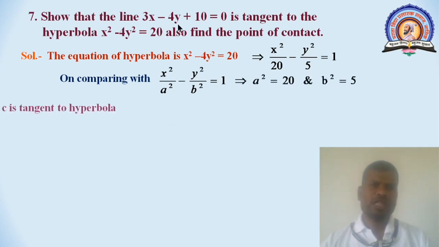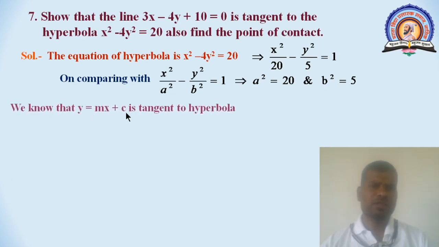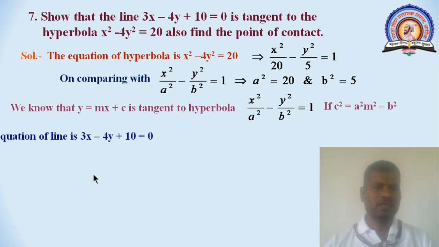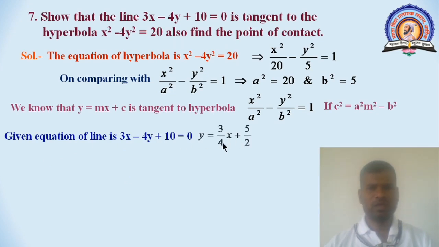Now we have to show this line is tangent to this hyperbola. So we know that the line y is equal to mx plus c is tangent to the hyperbola x square upon a square minus y square upon b square is equal to 1 if c square is equal to a square m square minus b square. Now for that, the line 3x minus 4y plus 10 is equal to 0. So we have y is equal to 3 by 4x plus 5 by 2. So on comparing with y is equal to mx plus c, we will have m is equal to 3 by 4 and c is 5 by 2.